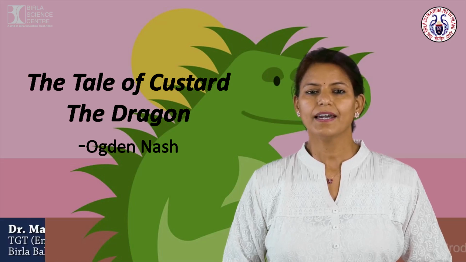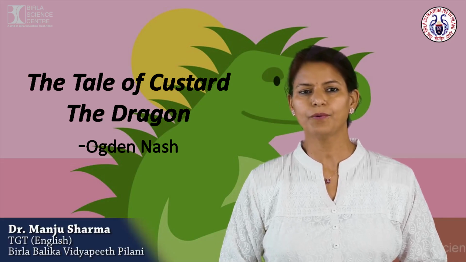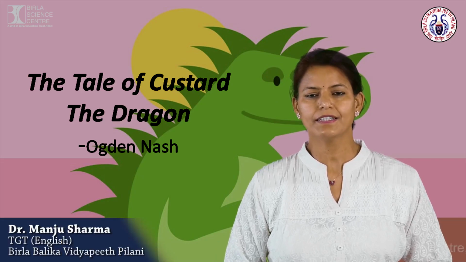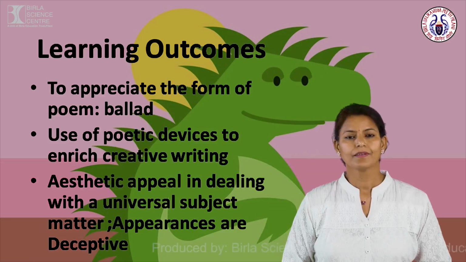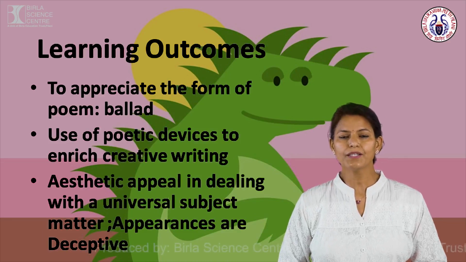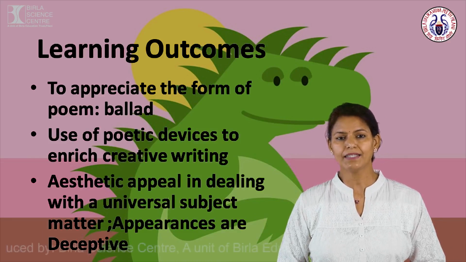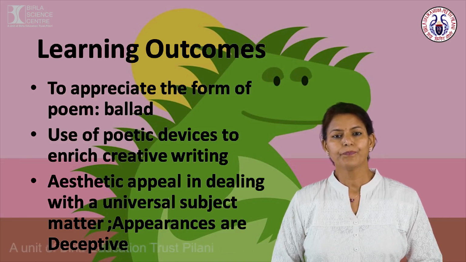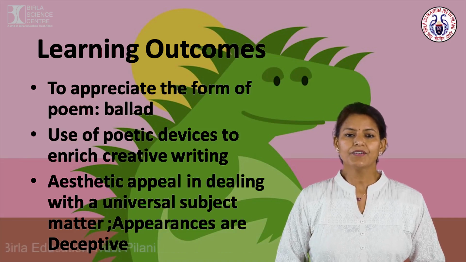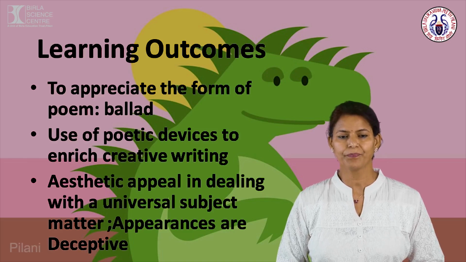Hello students, in this poetry lesson we are going to study and analyze the poem The Tale of Custard the Dragon written by Ogden Nash. In this lesson we are going to appreciate the form of the poem, that is a ballad, the use of poetic devices like alliteration, simile, metaphor, poetic license, etc. that are used by the poet to enrich his creative writing.